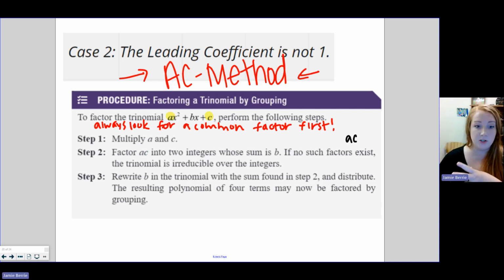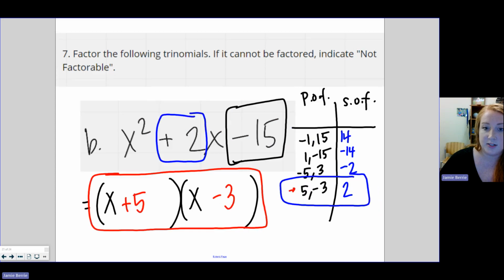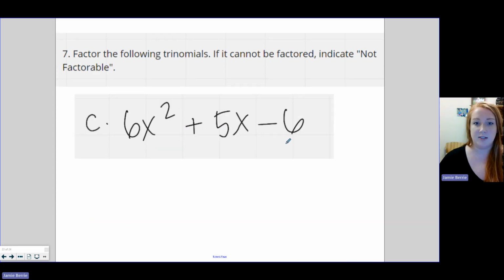Then you do a whole bunch of extra scratch work over here. You're going to factor AC into 2 integers. You're going to say, okay, what are some things that multiply to give me AC? And you're trying to find the factor pairs that add up to the middle term, just like what we were doing before. If no factors exist, the trinomial is not factorable. If so, we go on and we're going to factor by grouping, but I'll show you that. Let's do an example. It's much easier to see if we have an example.